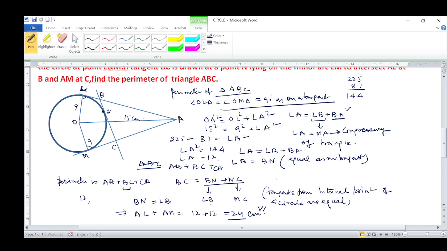So, there are two examples. The important thing in these two examples is that they are correlated with a triangle also. They are more or less problems of triangles, but because we use the tangent theorem, tangents are perpendicular to the radius at the point of contact. And tangents drawn from an external point are equal. These two important things you have to remember, and we will talk later on some other problems.